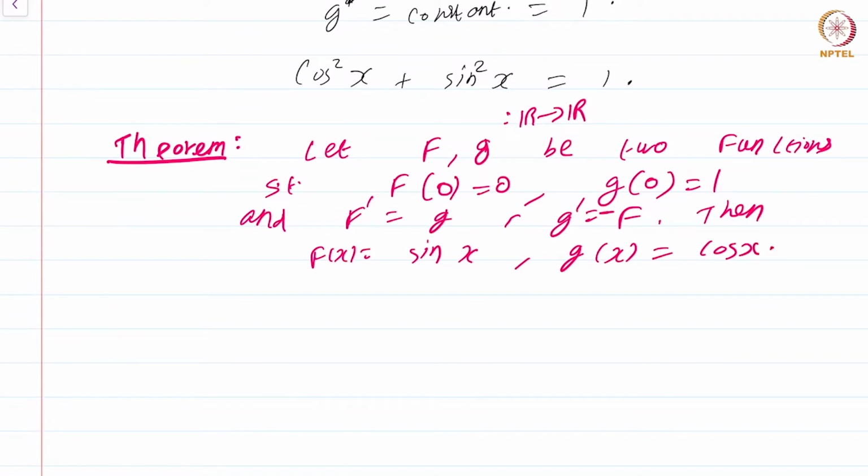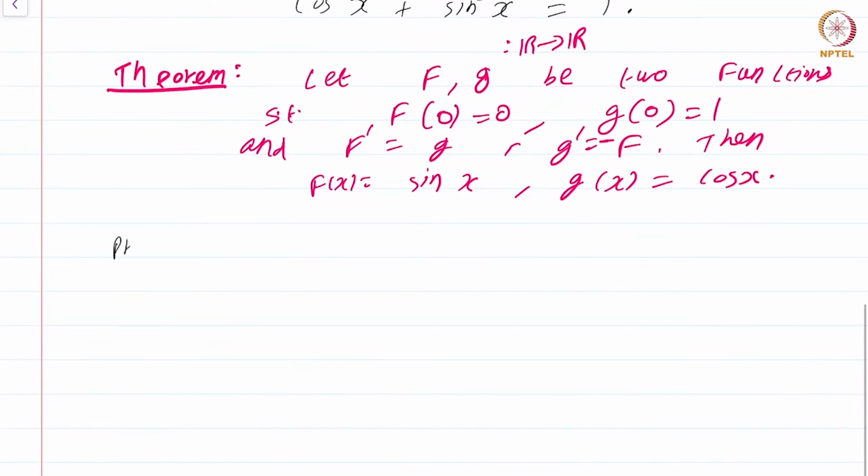Okay, so essentially there are unique functions with these properties. Therefore, the sine and cosine function that I have written down must agree with the familiar sine and cosine function defined in terms of triangles that you already saw in school. So how do we prove this?